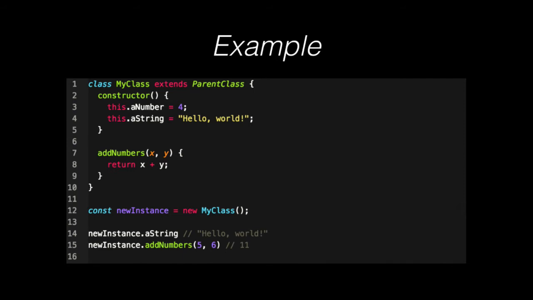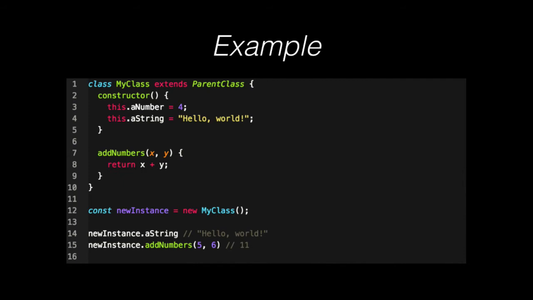And what the constructor basically says is that once this new instance of my class is made, then you're going to assign the a number value to the class as 4, and a string is hello world. And we also have another method here called add numbers that can take 2 parameters and then just returns the sum of them. So here on line 12, we are saying const new instance, so assigning a variable, and then the value is a new my class. So we're creating a new instance of this class right here and assigning that value to the variable new instance.